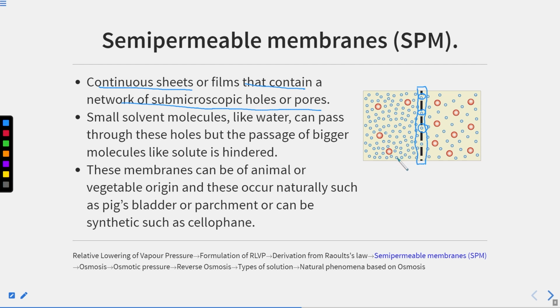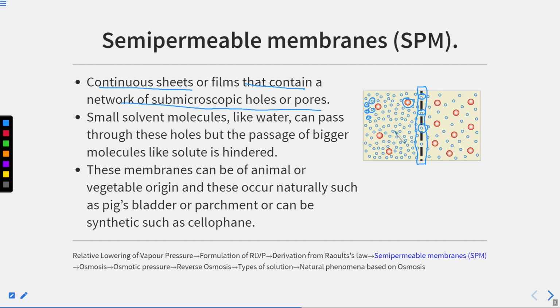Now you know that the solvent particles, water or any solvent particles, are smaller in size. So this is our solvent particle here, here, here, here, here. All are solvent particles. And this is our solute, which has a greater size as compared to the solvent.